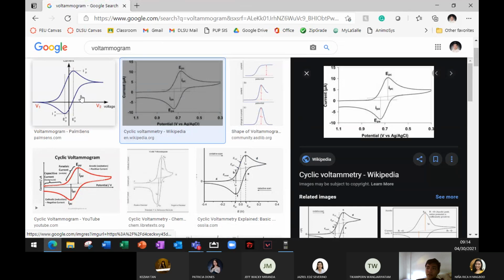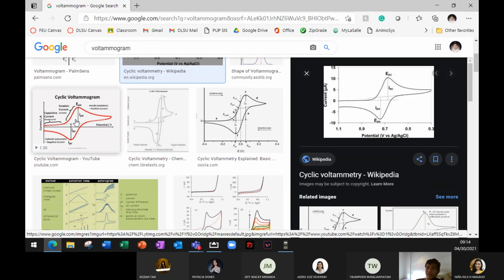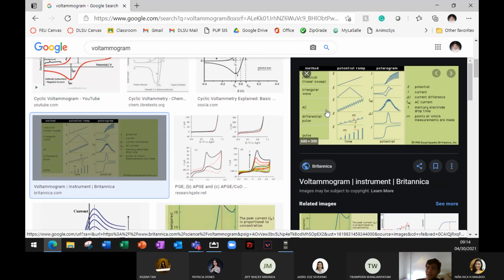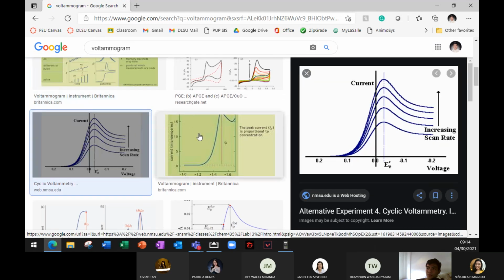Okay, it looks like a duck. That's why sometimes they call it the duck curve. And the duck curve sometimes looks like this, and sometimes they look like this.